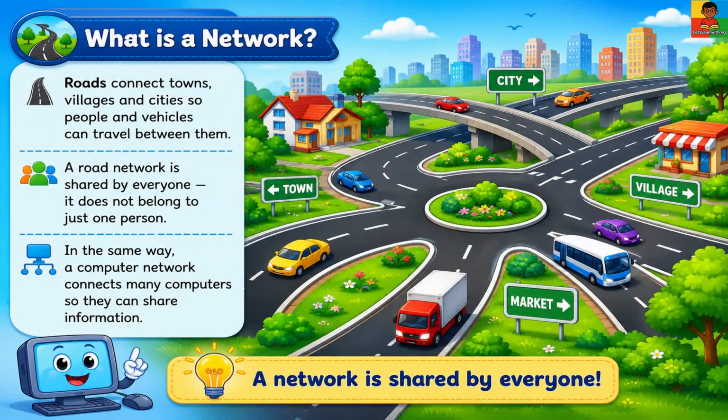Roads connect towns, villages, and cities, so people and vehicles can travel between them. A road network is shared by everyone. It does not belong to just one person. In the same way, a computer network connects many computers, so they can share information. Remember, a network is shared by everyone.